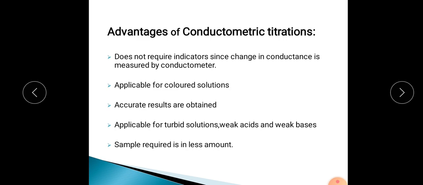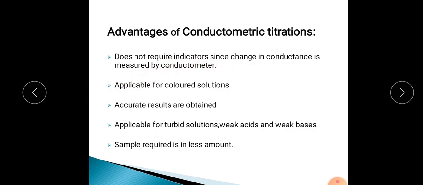Advantages of conductometric titrations. In what aspect are these titrations advantageous over the old methods? First, these titrations do not require an indicator. This is because conductance is measured by using a conductometer. So this is the first and important advantage of these titrations: they do not require indicators, as conductance measurement is used for finding the end point.